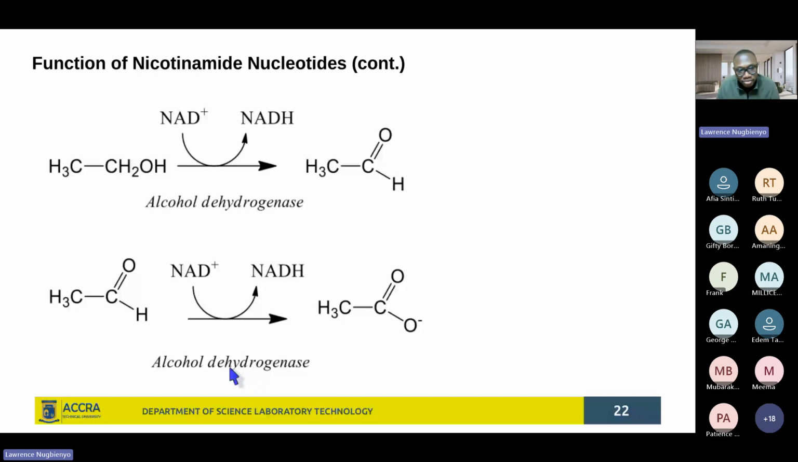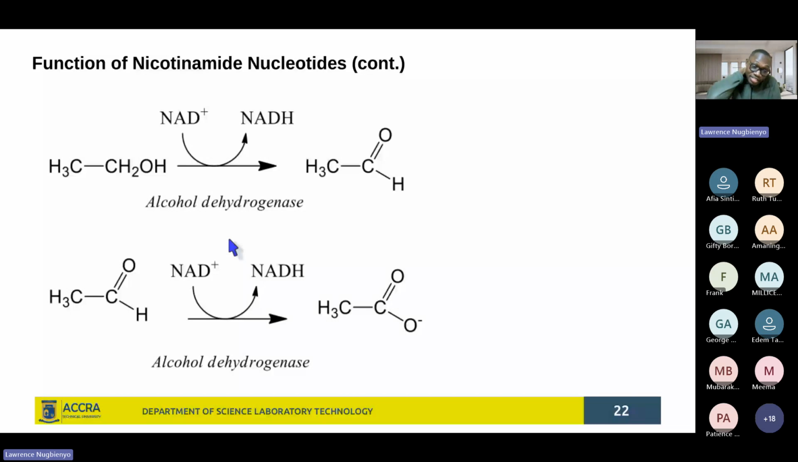Sometimes when you read this reaction, the second enzyme is referred to as acetaldehyde dehydrogenase because the substrate is acetaldehyde, whilst the first substrate is alcohol, and so that enzyme is referred to as alcohol dehydrogenase. This is a common reaction with the metabolism of alcohols.